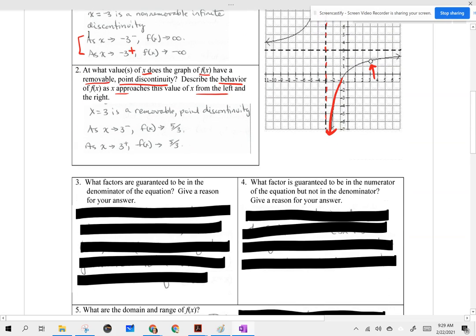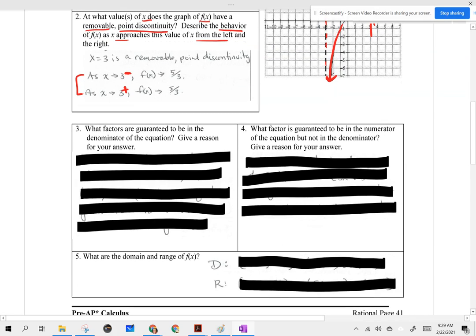All right, make sure you know both notations. With the minus sign, it means from the left side. So we're on the left side of -3, and then the plus means on the right. So we are on the right side of the number 3.